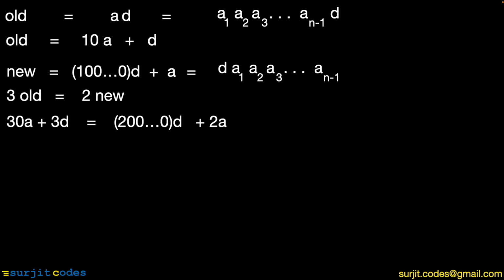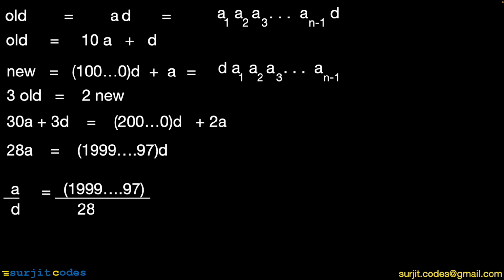In this case, the relations change as shown. Let us again separate the terms of A and D. That gives 28 times A is 1999997 times D. From this, we find the ratio A by D.